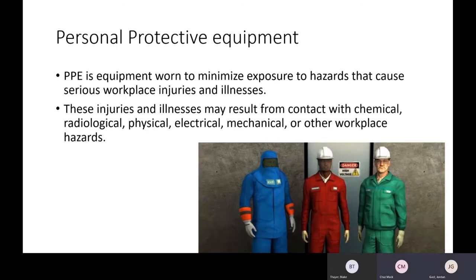So what is personal protective equipment? PPE is equipment worn to minimize exposure to hazards that cause serious workplace injuries and illnesses. These injuries and illnesses may result from contact with chemical, radiological, physical, electrical, mechanical, or other workplace hazards.